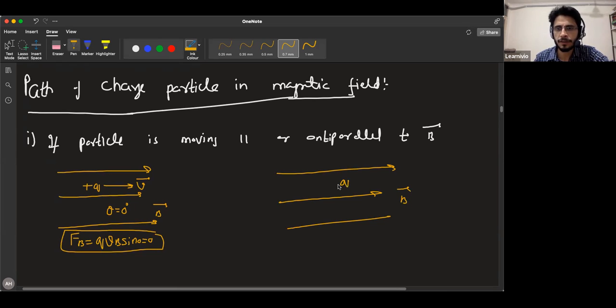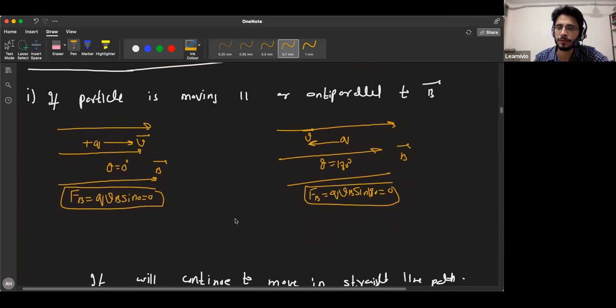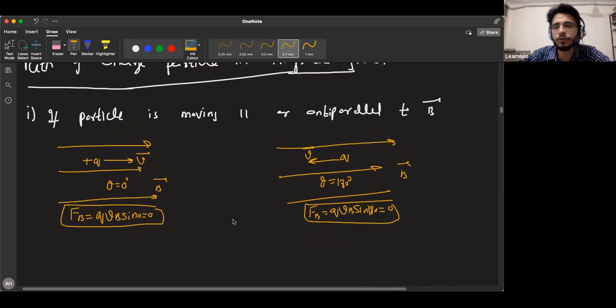And a charged particle is coming in the opposite direction. Then how much is the angle between v and B now? It's 180 degrees. Now when we calculate force, the force will come out to be qvB sine 180. Sine 180 is again 0, so force is again 0. So in both the cases, no force will act on the charged particle. So if no force acts on the charged particle, then it will not change its path. It will continue to move in the same straight line.